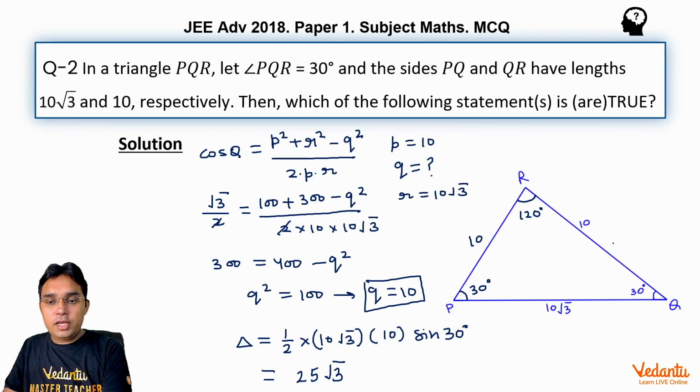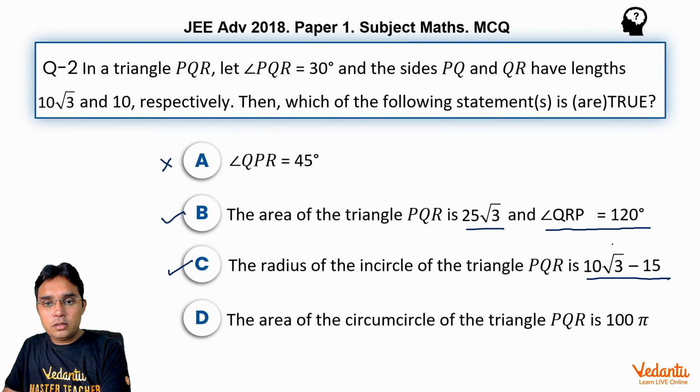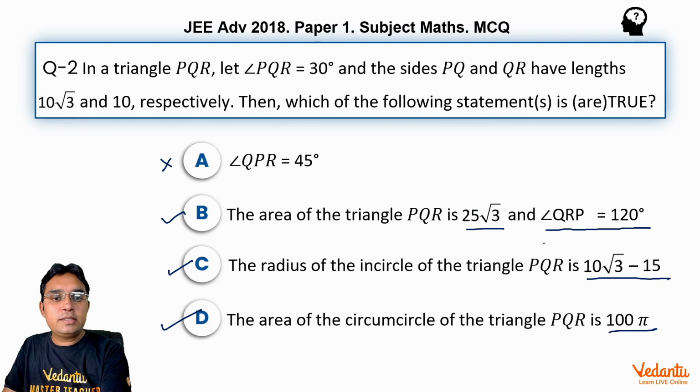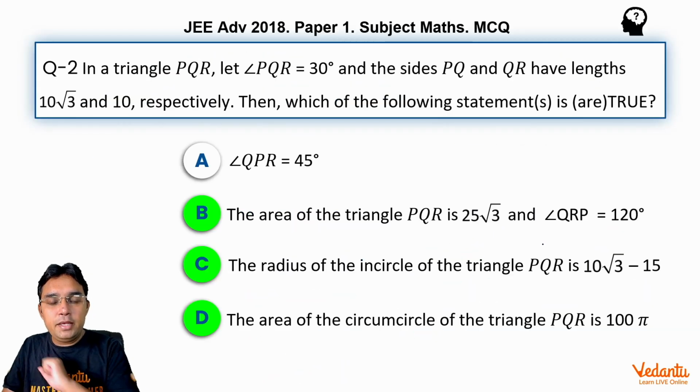Okay, so here we can check the D option is also giving area as 100 pi. So D option is also correct. So the answer should be B, C and D.